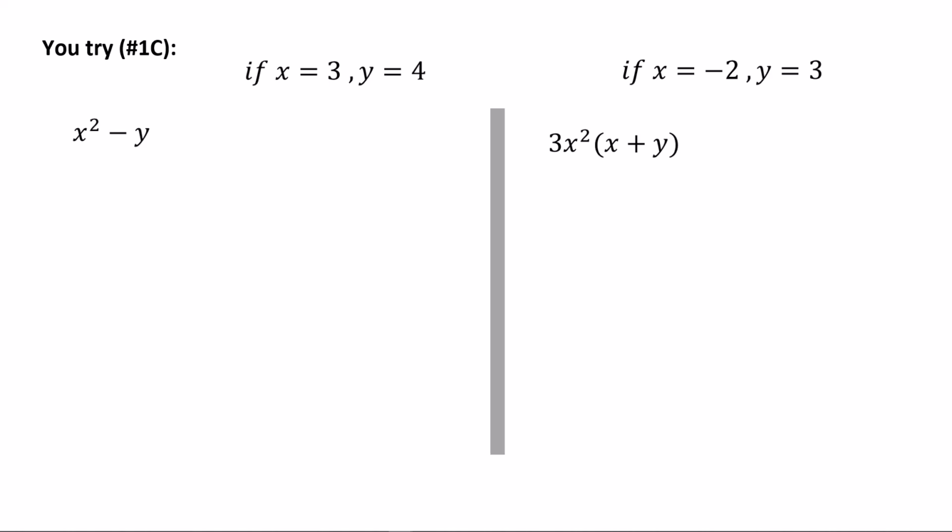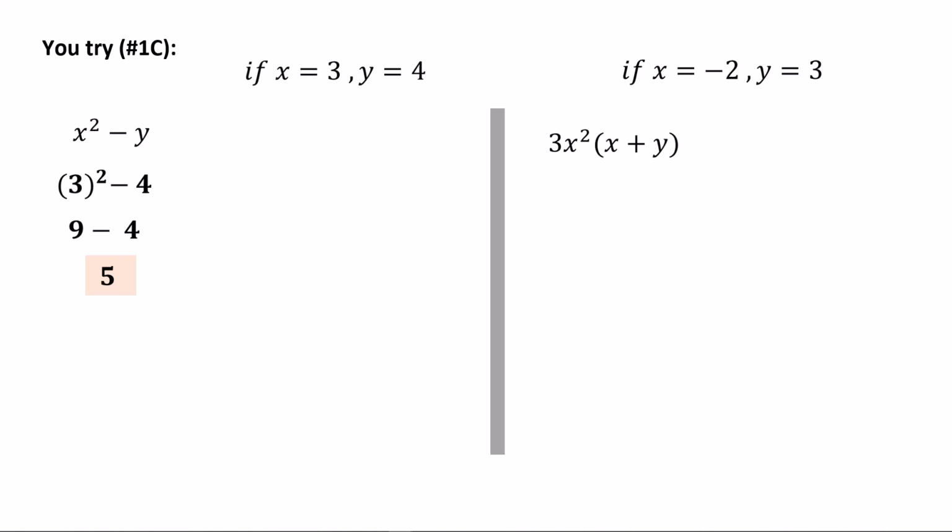Now let's work through some mixed expressions. This is expression set 1C. 1A and 1B were in the previous video. Pause the video and give these two a try. Alright, let's check out the first one. X squared minus y is replaced with 3 and 4, and so we get 3 squared minus 4. 3 squared is 9, 9 minus 4 is 5.